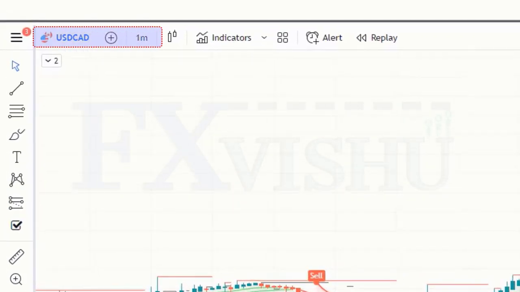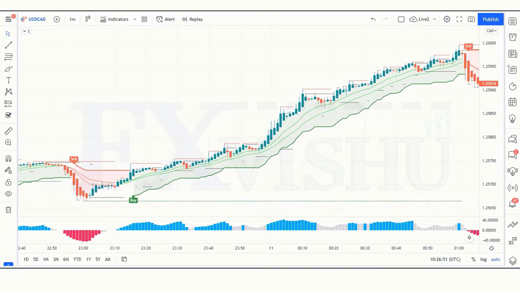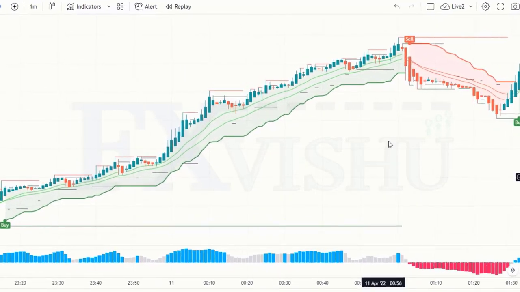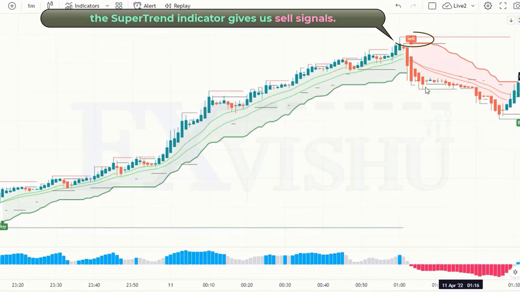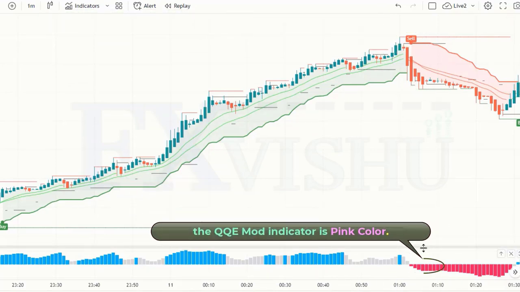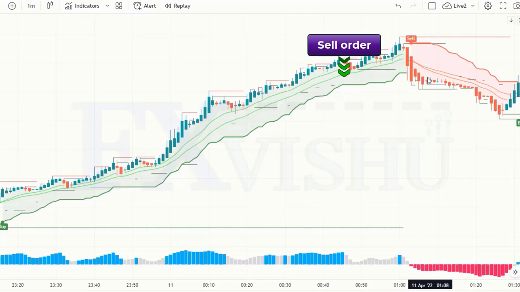First of all, we open 1 minute's chart of USD CAD. Here the SuperTrend indicator gives us sell signals. The QQE mod indicator is pink color. The market has made a bearish candle to give confirmation. So all our conditions are being fulfilled, so we are placing an order to sell.